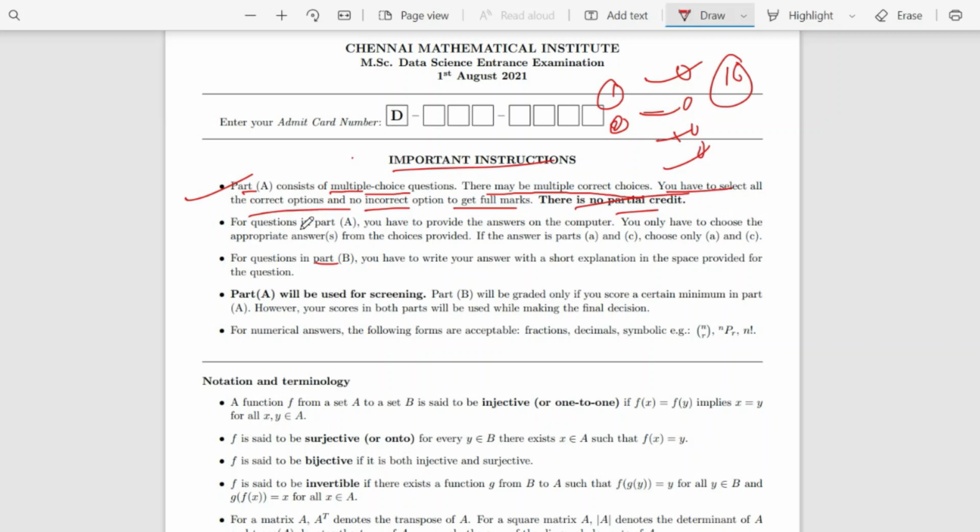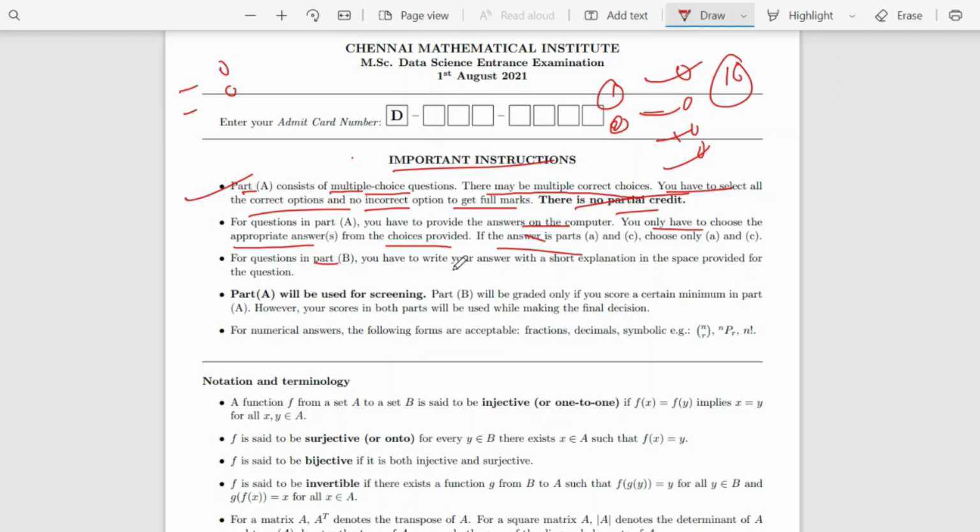The second thing is that in part A, you do not have to write the answer. You only have to choose the appropriate answer from the choices provided. If the answers are A and C, then choose A and C. It means that if there are multiple correct answers, you have to answer in the system itself.